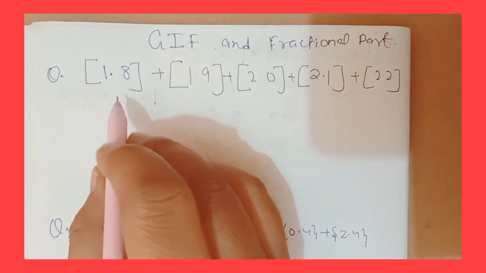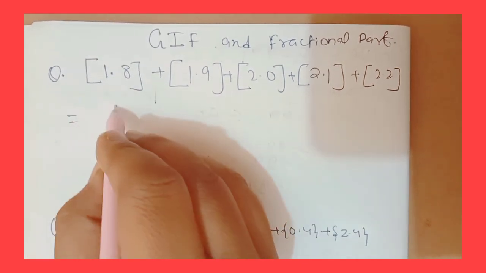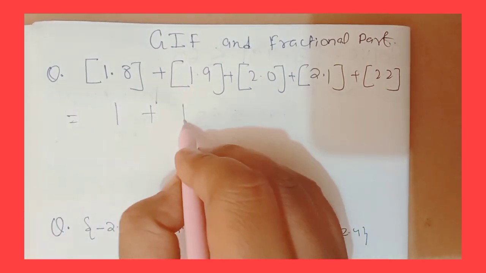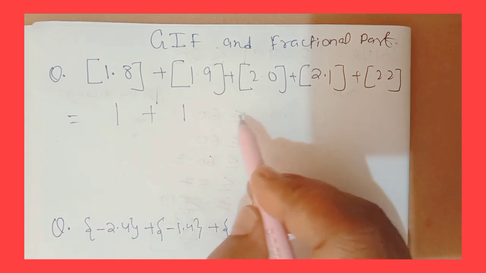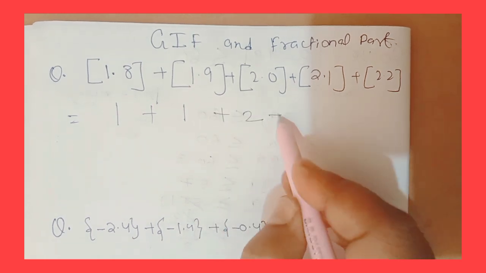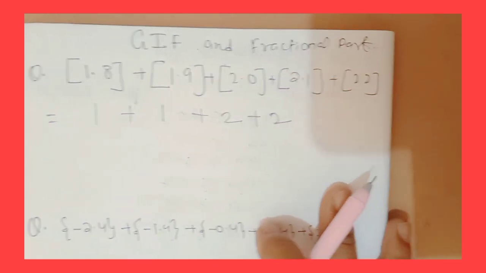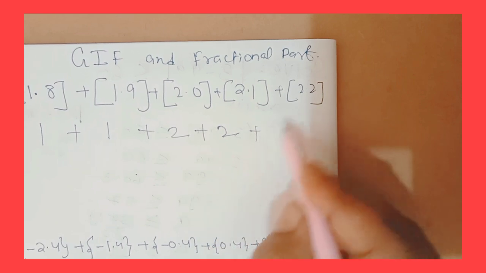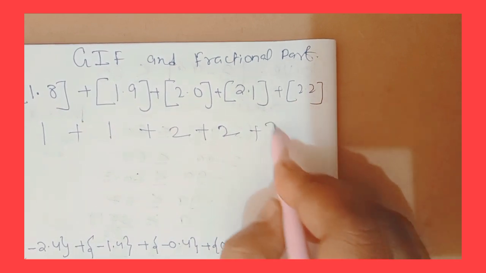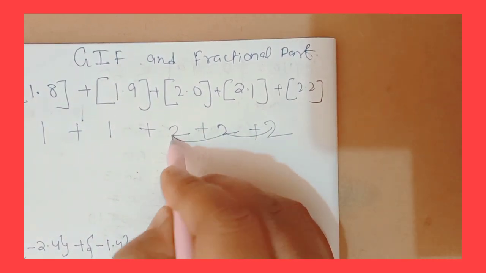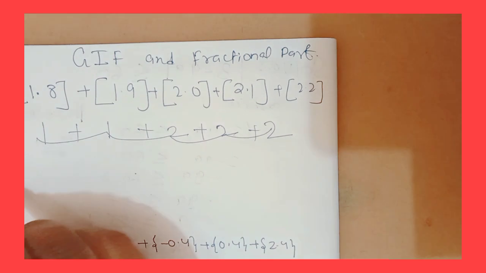1.8 is a positive value, so simply the output will be 1. Here the integer value is 2, here the integer value is 2, and again here the floor value is 2. If you add all, 2 plus 2 is 4, plus 2 is 6, plus 1 is 7, plus 1 is 8.